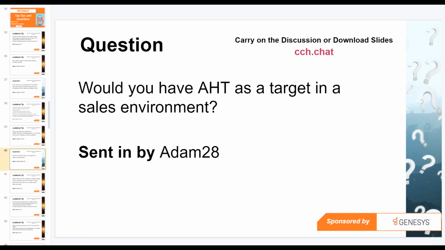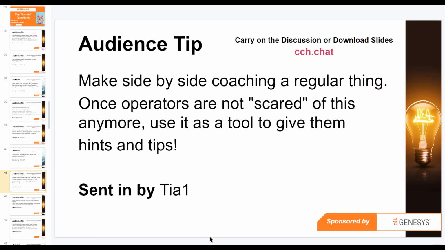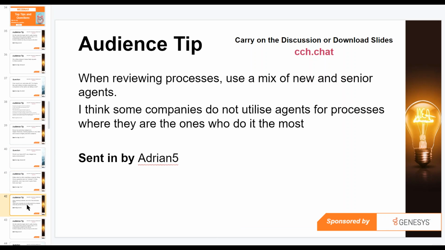Indeed. We've got a tip in from Tia. It says, make side-by-side coaching a regular thing. Once operators are not scared of this anymore, use it as a tool to give them hints and tips, which I think is a very good one. And Adrian said, when reviewing processes, which I think was your point 7, Kim, use a mix of new and senior agents. I think some companies do not use agents for processes, where they're the ones who do it the most. Kim, your thoughts on that?